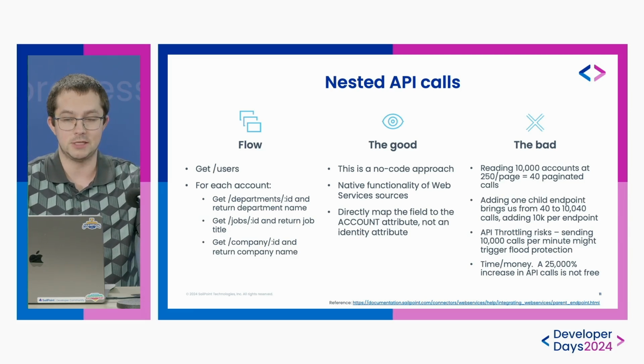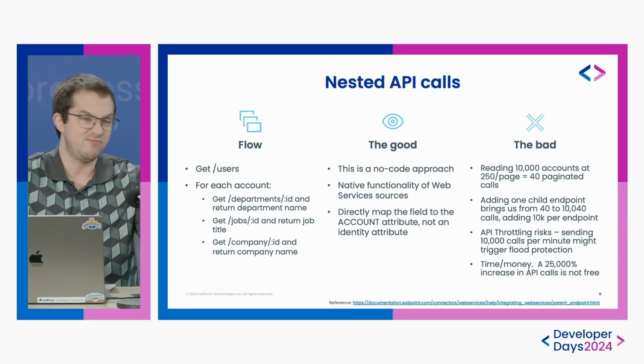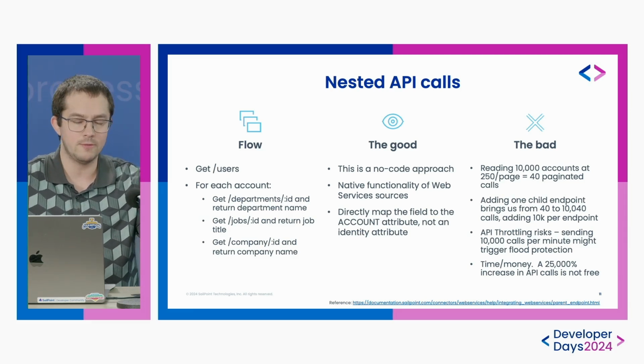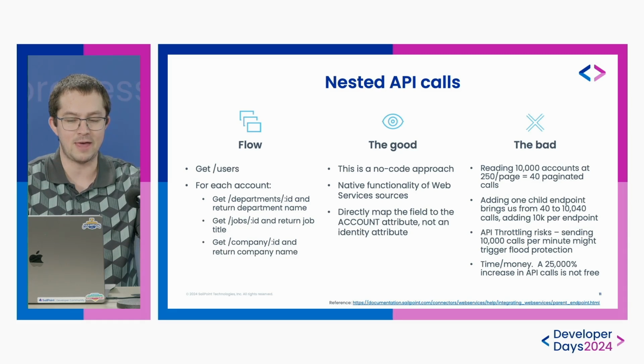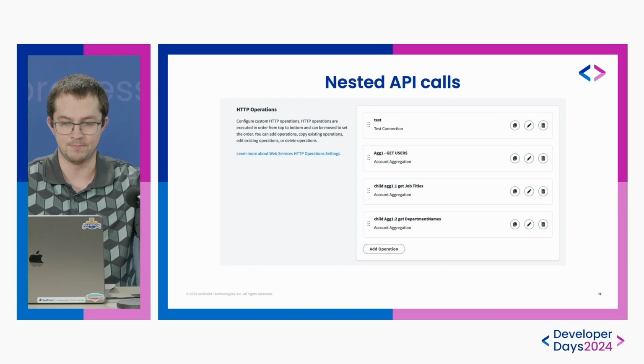The bad here, as I mentioned before, is that you can get 10,000 people, 250 a page, that's 40 API calls, and for every extra endpoint, you're now adding 10,000 more. For 3 endpoints, that's a 25,000% increase in the number of APIs. That's not free, that's not cheap, that is very, very time consuming.